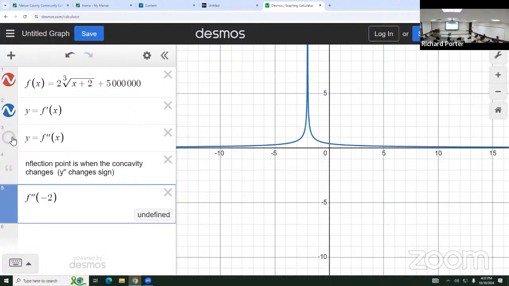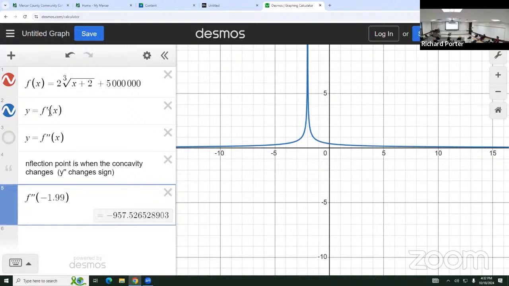Okay. But if I put a number, so I can put in a number like -2.001. That's a positive number. So I know it's concave up. One number's less than -2, and a number is bigger than -2, which would be -1.99. I know it's down. So I know I have an inflection point. It's undefined, but that's an inflection point.